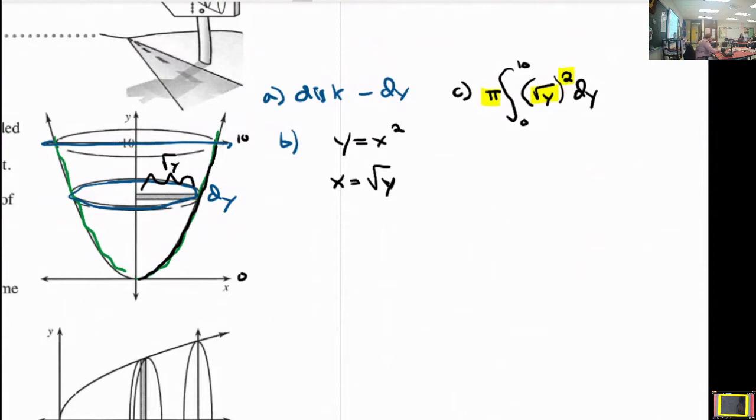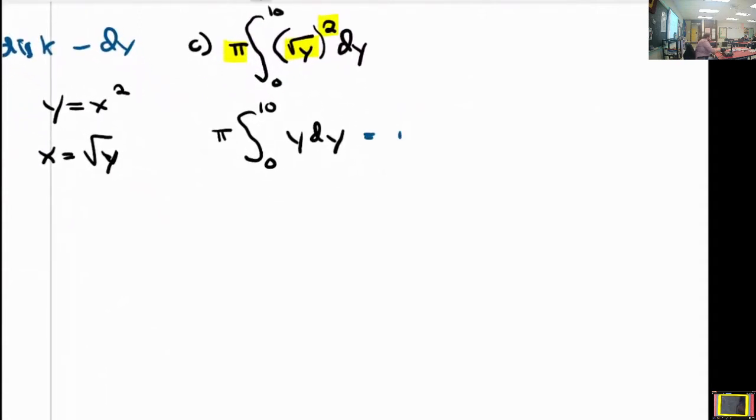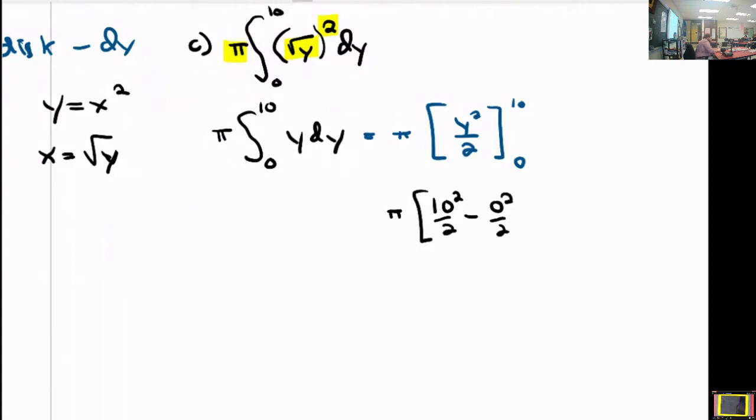Of course, if we're going to evaluate this, we don't need a calculator for this one. It's relatively simple to do. The square root of y squared is just y. And to evaluate this, we are going to need to think about antiderivatives. So this would be equal to pi times the antiderivative of y, which is just y squared over 2. We have to evaluate that from 10 to 0, which is really simple because if you plug in 0, the whole thing just becomes 0. So this is pi times 10 squared over 2 minus 0 squared over 2. And 10 squared is 100. 100 divided by 2 is 50. So this is equal to 50 pi.